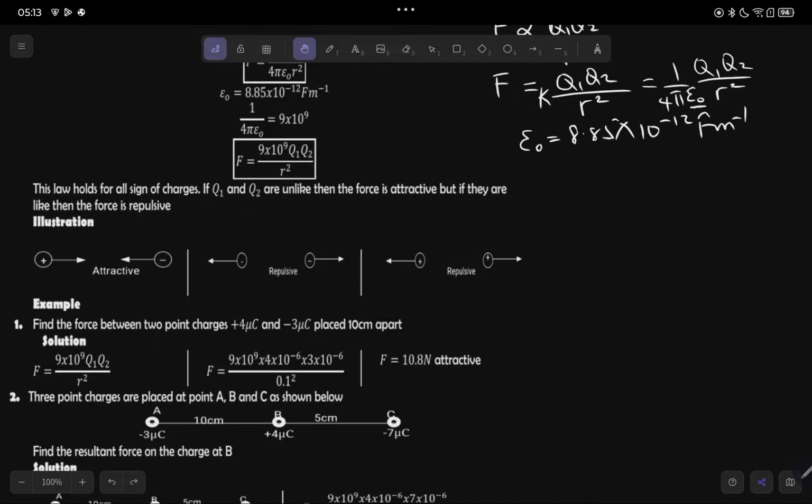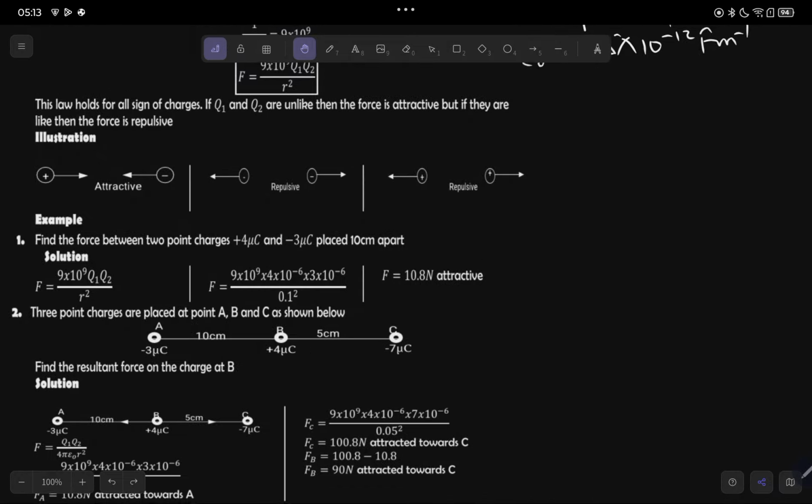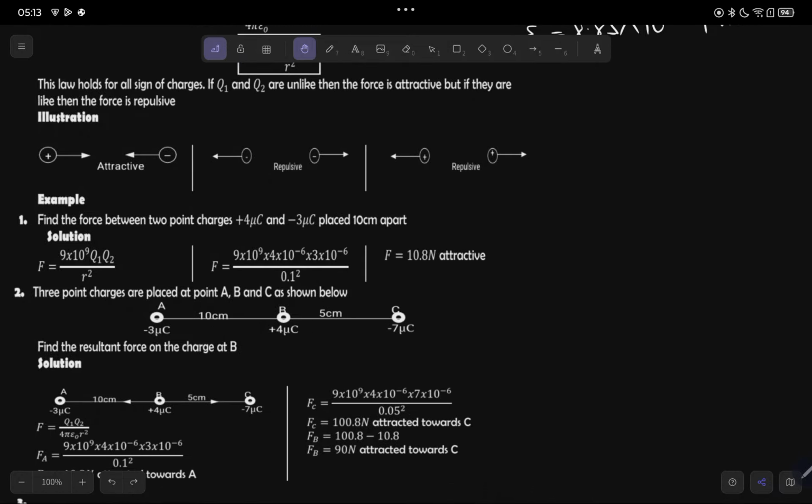We are going to do some examples that involve this Coulomb's law of electrostatics, and we are starting with example 1. Find the force between two point charges of positive 4 microcoulombs and negative 3 microcoulombs placed 10 centimeters apart. In this case, our R is 10 centimeters, which is 0.1 meters.